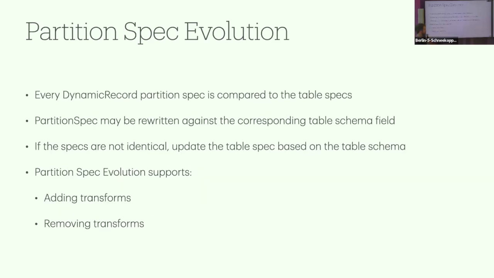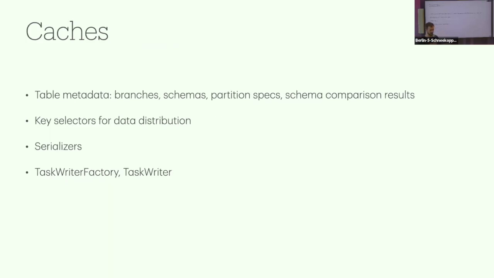For partition spec evolution, it's pretty similar. We support adding and removing transforms, and we do some fancy things. We always use the table schema; we never directly take the user schema. And so we do have to do some rewriting of the specs. Since the spec is bound to a schema, we need to rewrite them to make sure they reference the correct fields. So there's some implementation detail here.